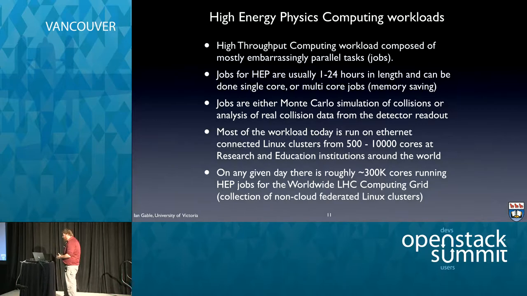And so today, most of the workload for these experiments is done on a collection of Linux clusters. There's sort of the 500 core to 10,000 core range. There are very large sites like CERN and others in the US, but that's sort of an average. There's on the order of 200 of these sites around the world that work on these experiments. And on any given day on these Linux clusters, you can see something like 300,000 cores running at one time. I want to emphasize, this is not all on clouds today.